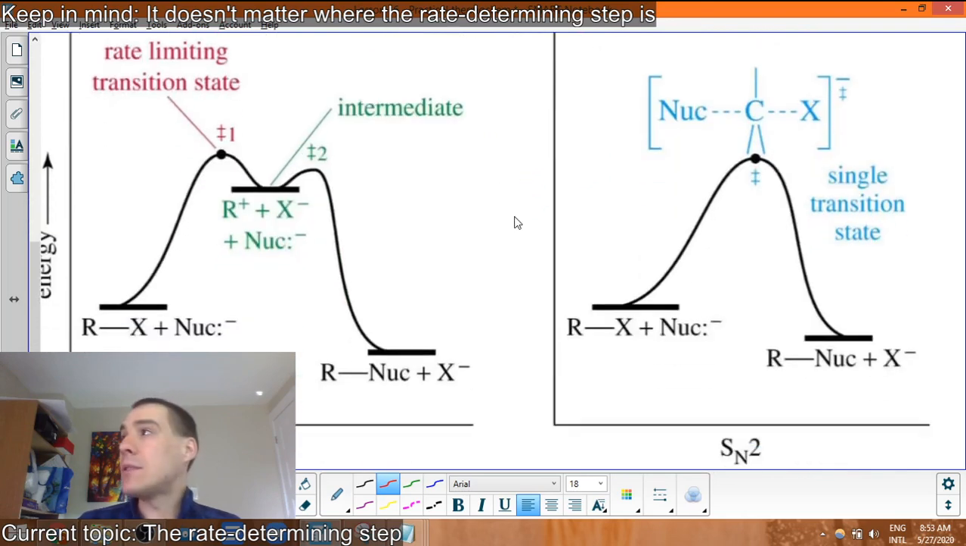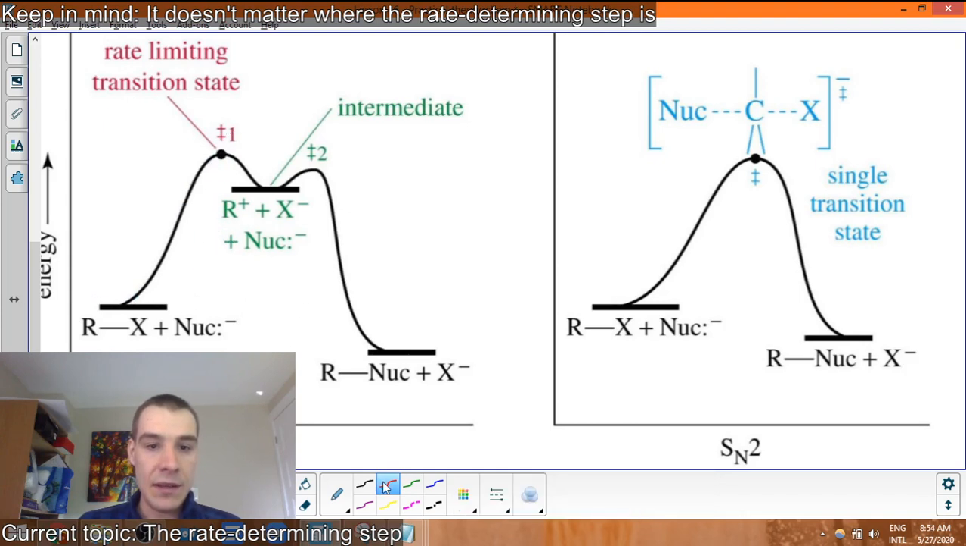And here's just the concept of a rate limiting step. Here's the rate limiting step, this one here. The rate limiting step is here because that's the highest activation energy. This activation energy is quite high. This one's very, very small. So it comes up here, and as soon as it comes down here, it's basically going to go down to the next thing. It's very, very fast.